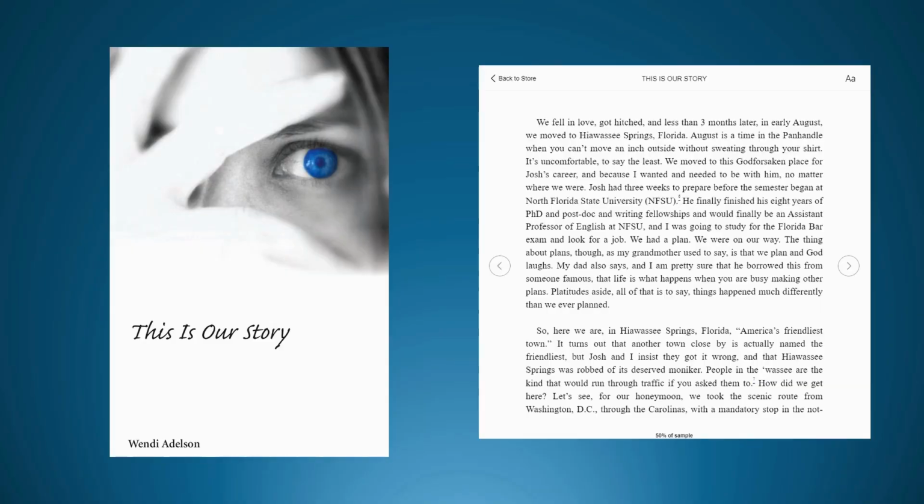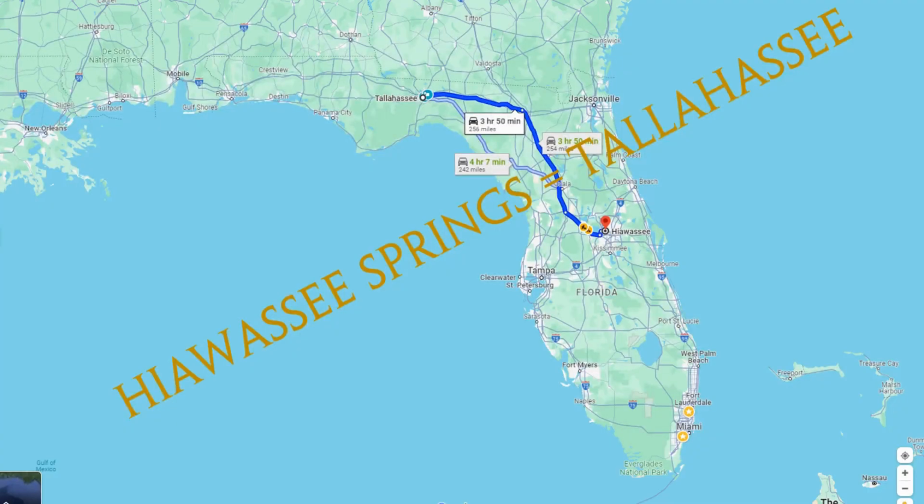Anyway, so she continues. She talks about a place called Hiawassee Springs. She talks about North Florida State University, Hiawassee Springs, Florida, and being in the Panhandle. Now there is a place called Hiawassee in Florida. It's actually closer to your mid Florida section. You can see Tallahassee, but Hiawassee Springs is easily Tallahassee based on her description.